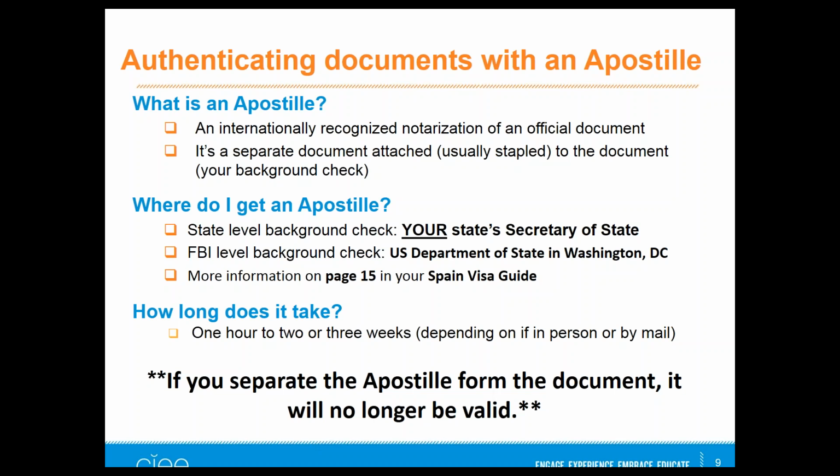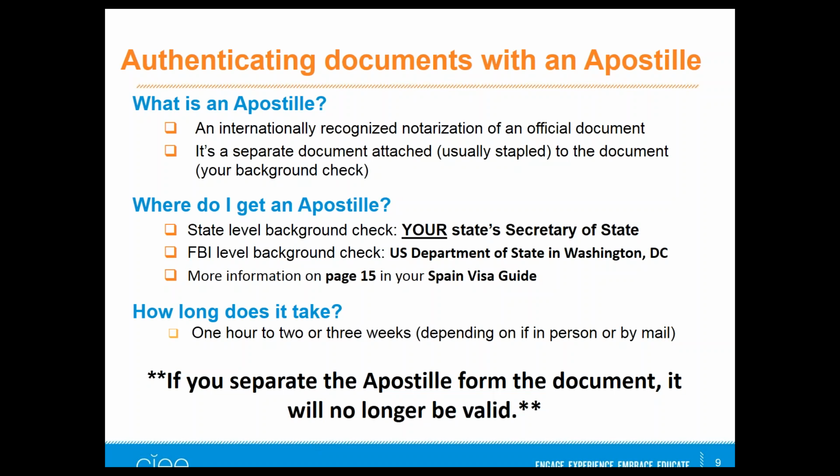And with that, you're going to fill out the form. There is, on page 15 of the Spain Visa Guide, a list of Secretary of States for each state that you can click on and find out what their specific process is, but usually it's some sort of form that you're filling out. You're going to indicate which country it's for, which you'll indicate Spain. Usually you have to pay a money order and then include the original document that you're getting.